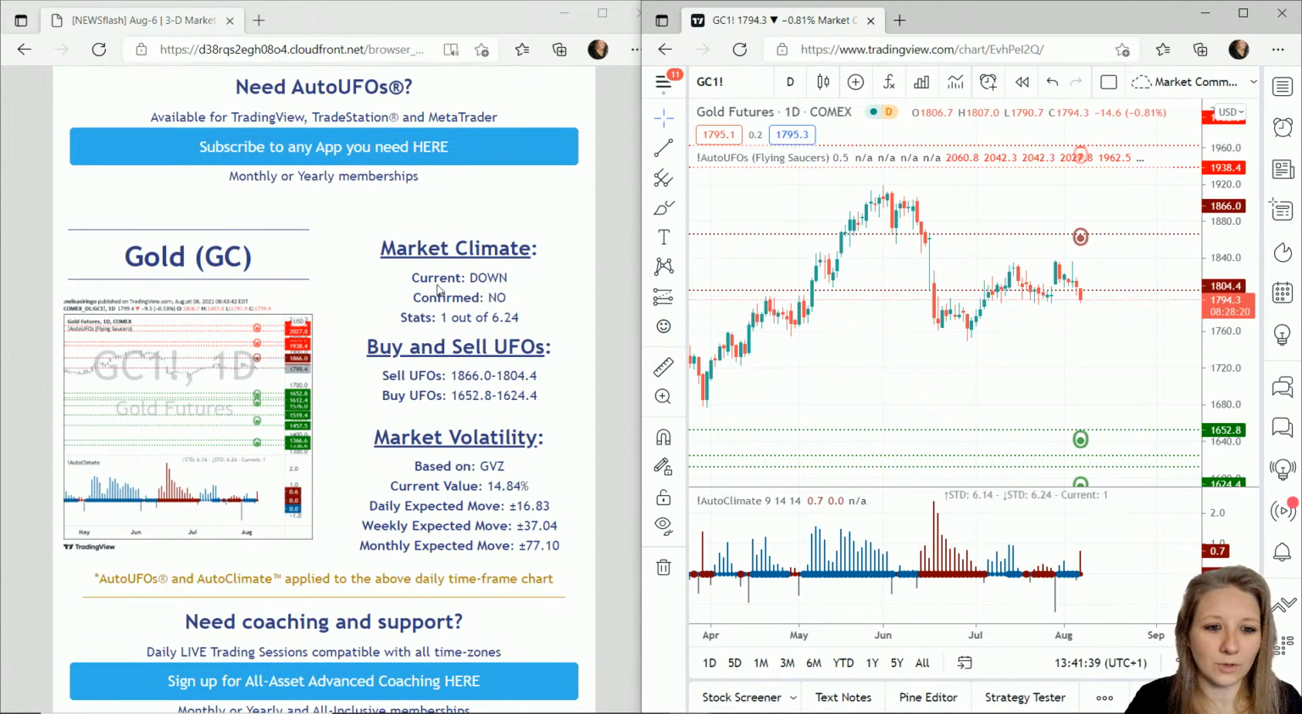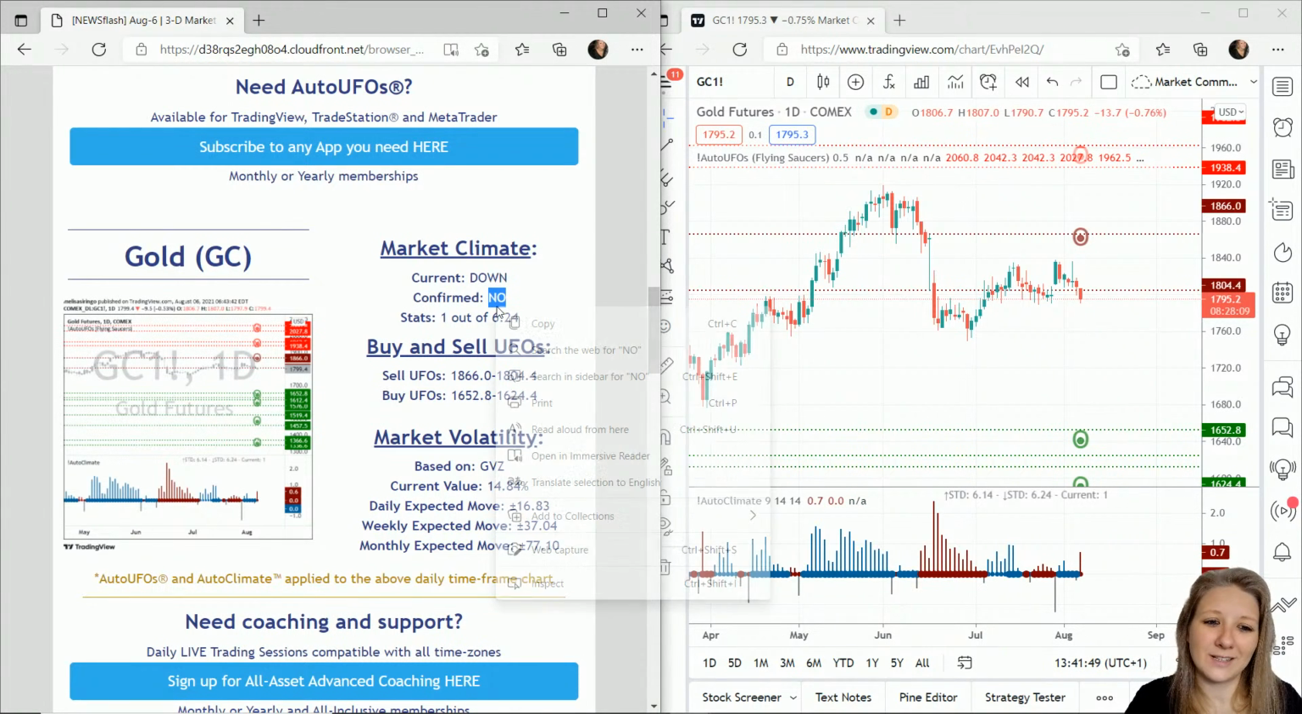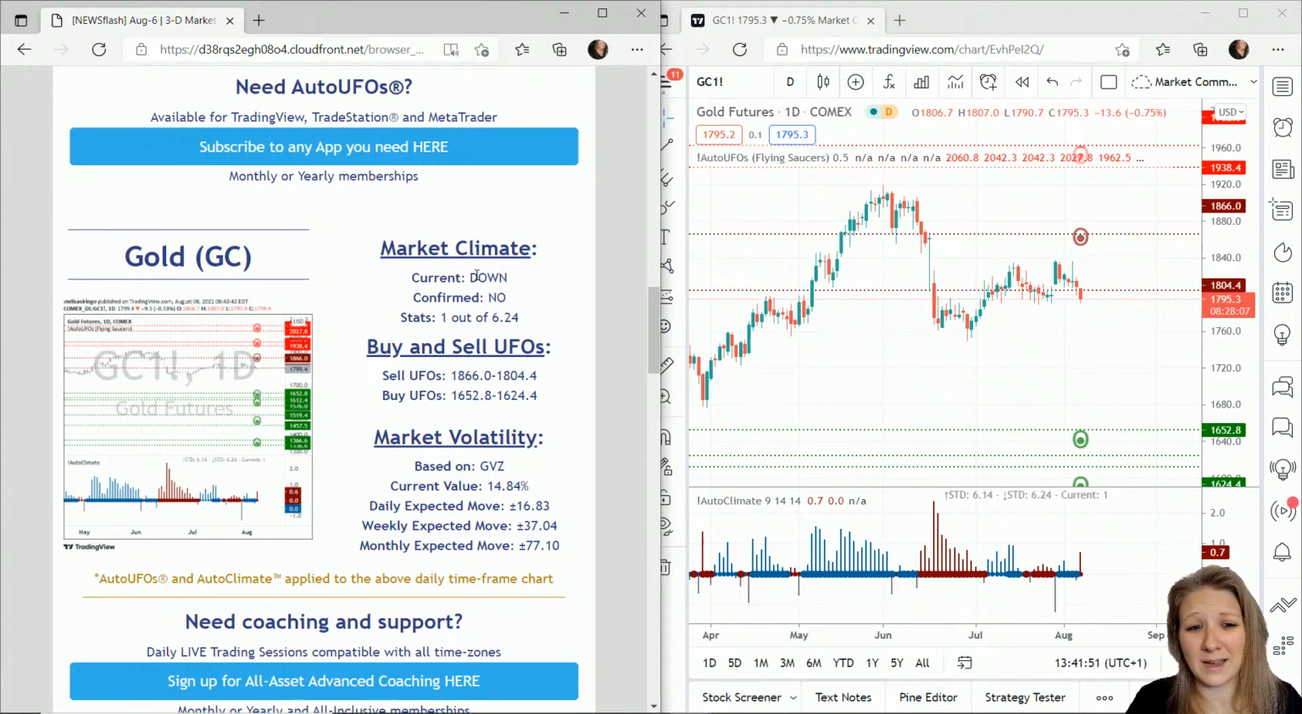So with gold, we have an unconfirmed climate. So it says there no. And we see down here that we have a thin dot. Kind of hard to see, but it's a thin dot on our auto climate. So it doesn't actually matter what the colour is. It doesn't matter that it says down. What it matters is that it's a thin dot, it's unconfirmed. Not enough probabilities either way.